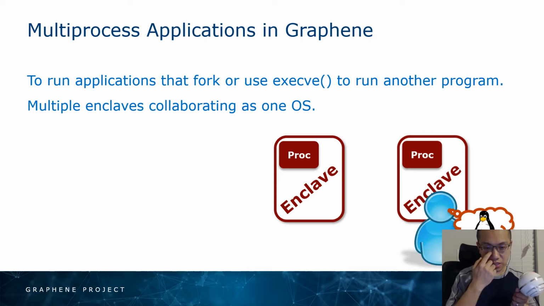In this case, when the user looks at these two processes, they need to identify them as running inside one single operating system instead of seeing them as running in separate operating systems. So this collaboration of the libraries within multiple enclave environments is extremely important.